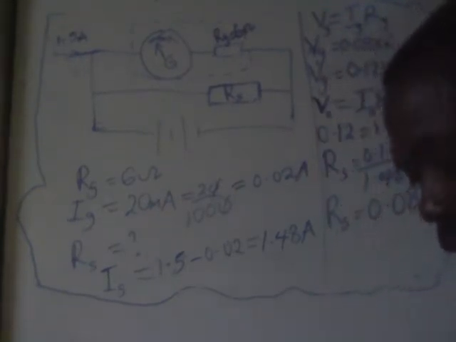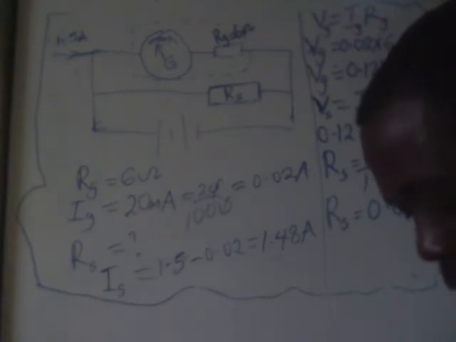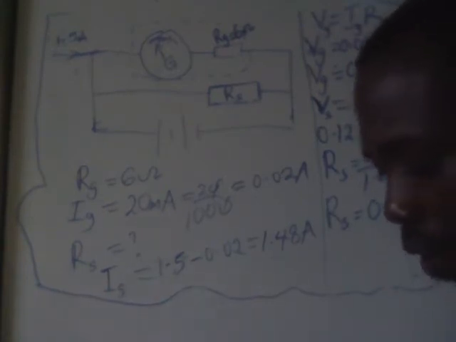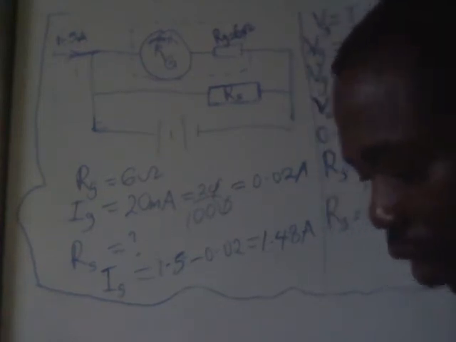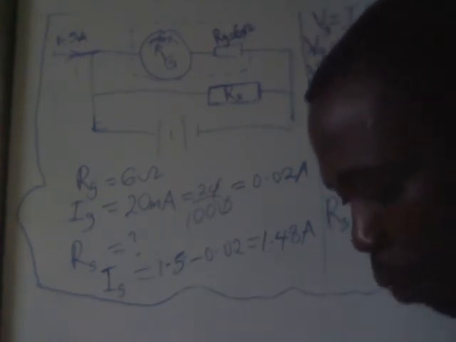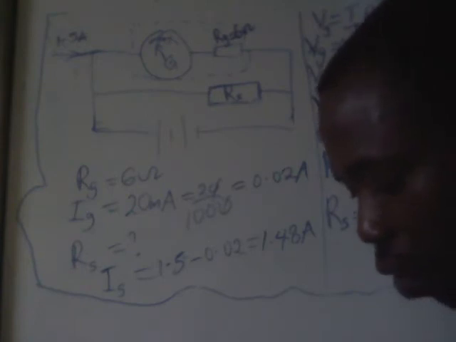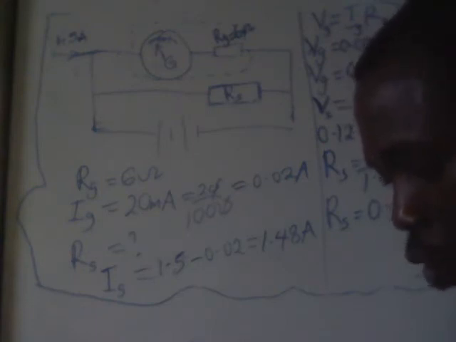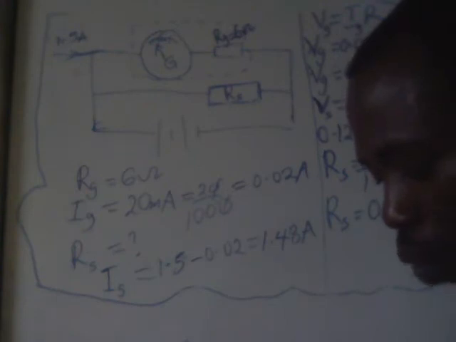Number 34. It says a galvanometer of resistance 6 ohms gives a full-scale deflection when a current of 20 milliamperes passes through it. Calculate the value of resistance required to make it capable of measuring 1.5 amperes. Option A is 0.02 ohms. Option B is 0.08 ohms. Option C is 0.12 ohms. Option D is 1.48 ohms. Option E is 1.52 ohms.